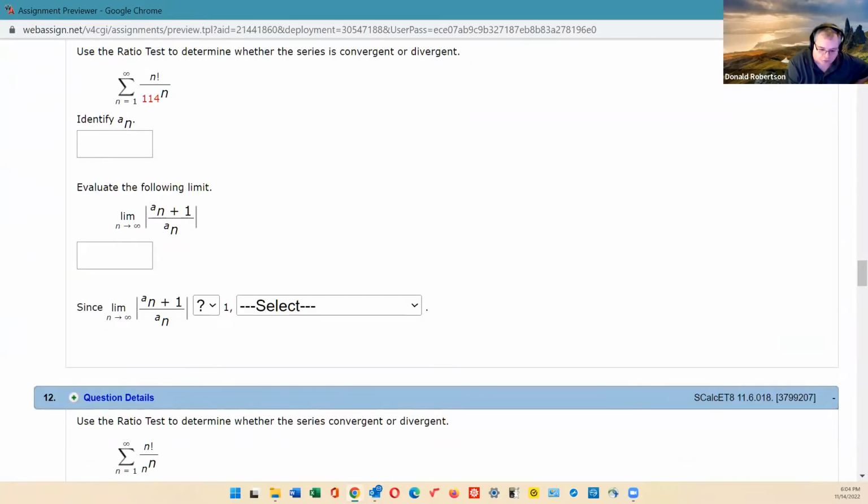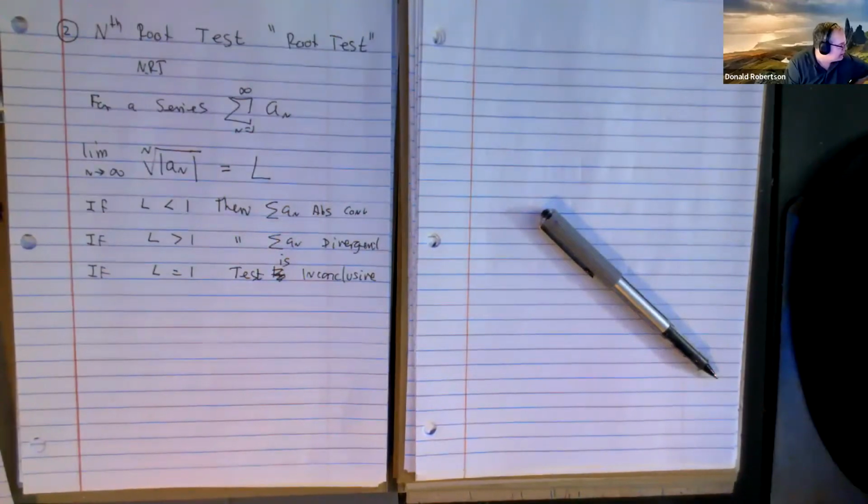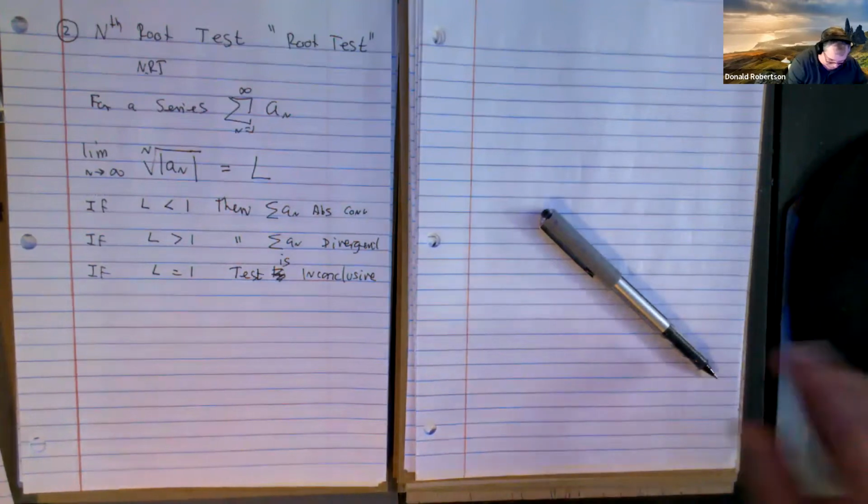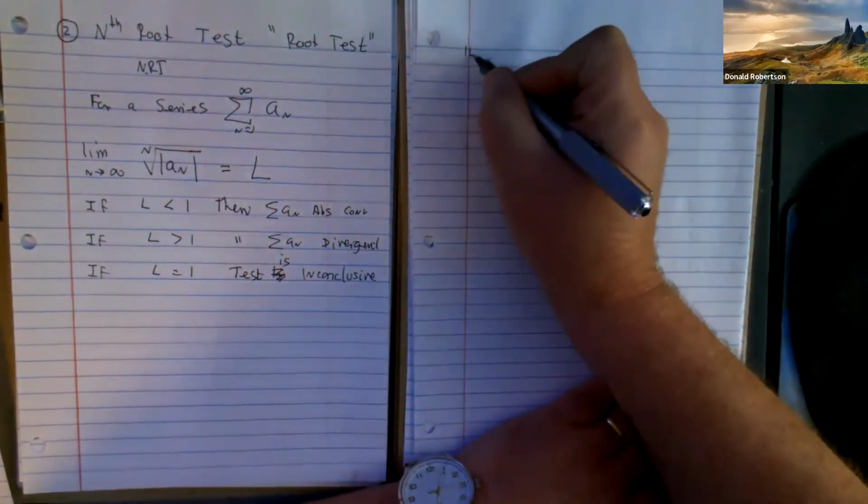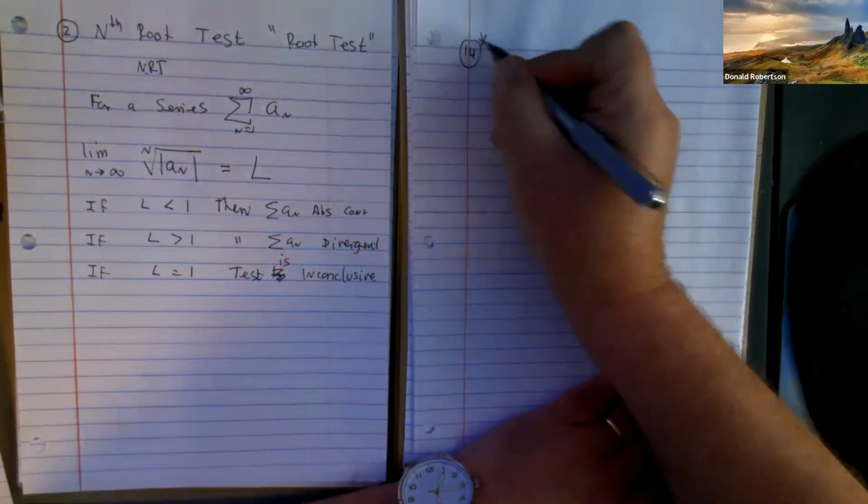So you're not going to get the same exposure that you would have got for the ratio test, because the nth root test is like a specialized market, right? It's only used for very unusual series with powers of n in all the weird places. So here is a version of 14.